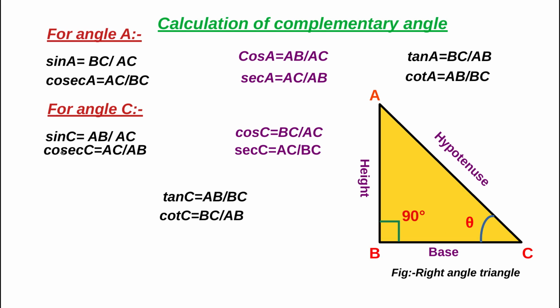Now here sin C equals AB by AC, so cosec C equals 1 by sin C, which is AC by AB, and cos C equals BC by AC, and sec C equals 1 by cos C, which is AC by BC. So now we calculate the ratio of tan C. Tan C equals the ratio of height by base, here height AB by BC, and cot C equals 1 by tan C, which is BC by AB.